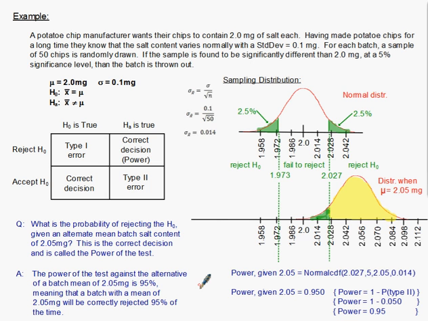Which meaning that the batch with a mean of 2.05 will be correctly rejected 95% of the time. So people like to actually be given the power because it tells them how often a true rejection is going to happen. It's correctly rejected 95% of the time. That's pretty good. All right, now let's go back to talking about type 2 errors.